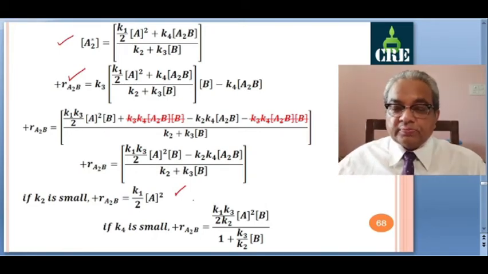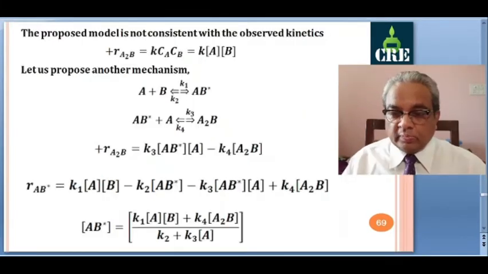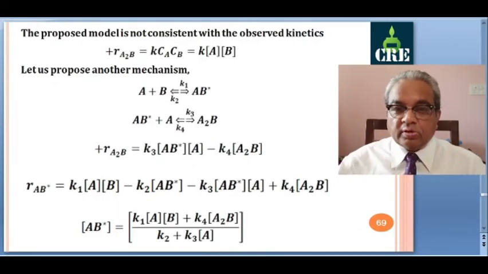So it is not consistent. What we want, now we can guess from this and the proposed mechanism. What we are getting is a square term in the numerator. So we don't want a square term in the numerator. And at the same time, this B should not come in the denominator because we want one B. The earlier proposed mechanism is not consistent with the observed kinetics, that is, the rate of formation of A2B is K CA CB. So we will propose another mechanism by making an intelligent guess.